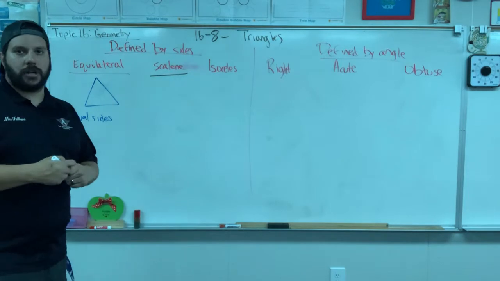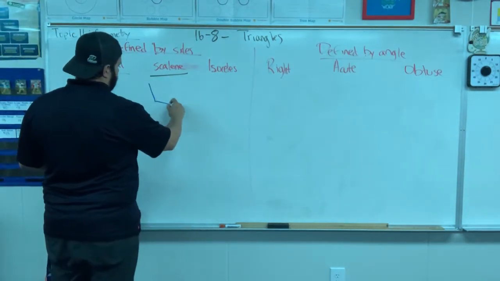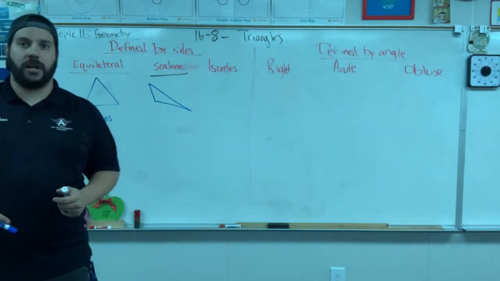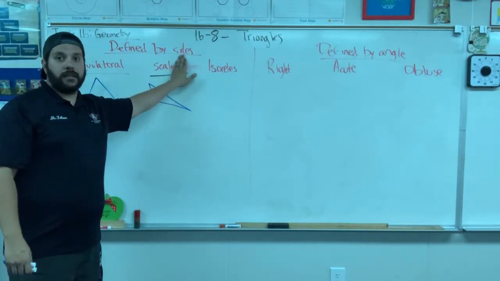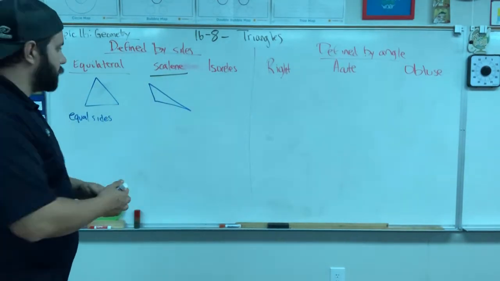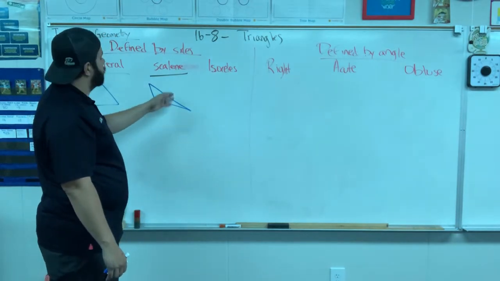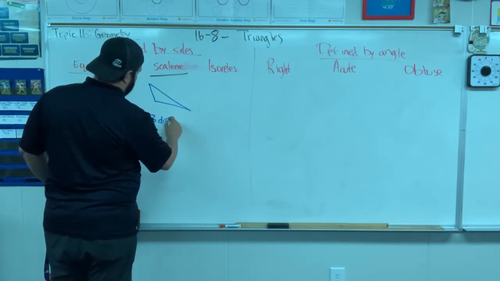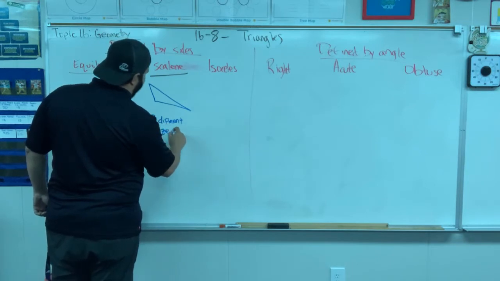Next is your scalene triangle. And your scalene triangle is a little wonky, and it's going to look like that. If you look at the word itself, you'll see the word scale in there. I always remember it because all three sides are a different scale or a different size. Okay, this is smallest, this is mediumest, and this is largest. So it's three different sides.